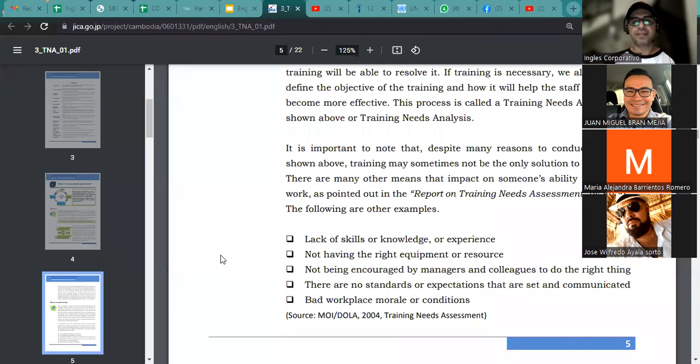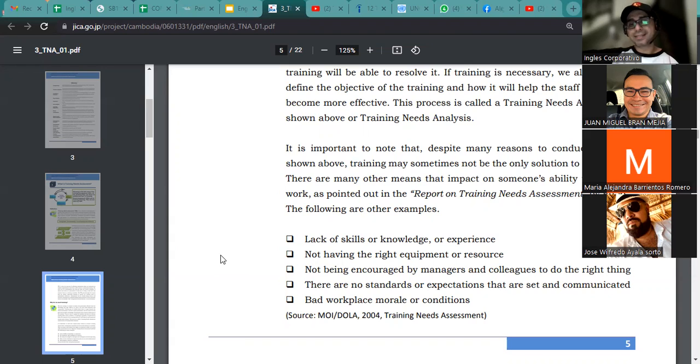Okay, very good, perfect, thank you. So definitely, we need to assess, we need to check, we need to research, right? It's very interesting what it says at the end. It says that sometimes the training itself is not going to be the solution. It's not going to solve everything. The training is going to be regarding the knowledge, the skills, things like that, right? But sometimes there are other causes that impact the production or the processes that we want to correct.